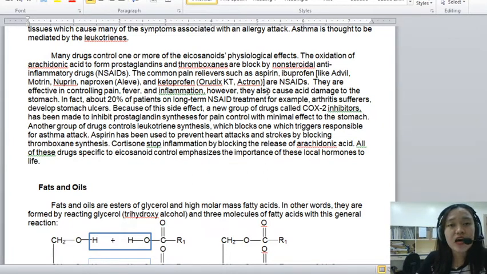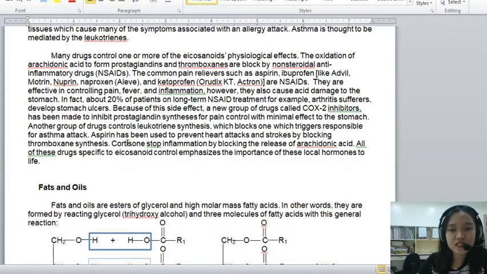However, they also have a negative effect sa body. Why? They cause acid damage to the stomach. Okay, so nagkakaroon ng hyperacidity. In fact, about 20% of patients on long-term NSAID treatment, for example, arthritis sufferers, develop stomach ulcers. Okay? So, yung parating umiinom ng mga non-steroidal anti-inflammatory drugs actually develops stomach ulcers.